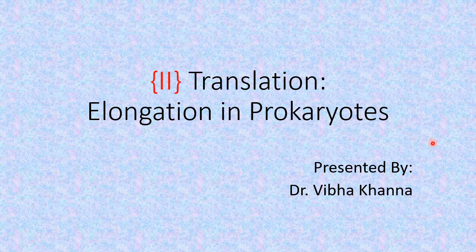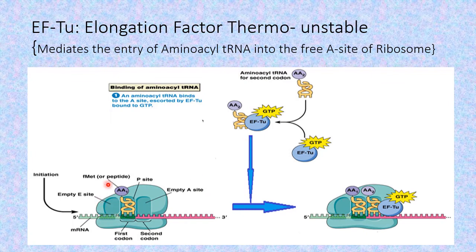So in this video, we will be seeing how the elongation of the polypeptide chain takes place in prokaryotes. This is your initiation complex, in which this A site is available for the respective transfer RNA, that is the transfer RNA having the anticodon complementary to the codon that is occupying this A site of the initiation complex.